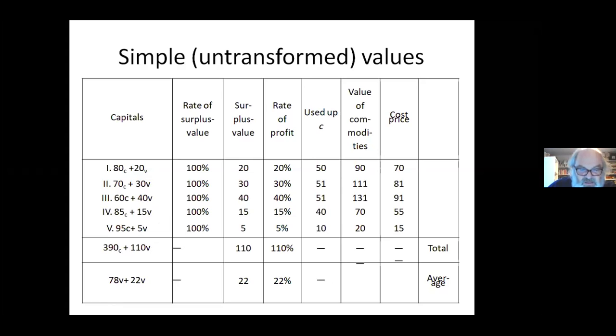But if you take the average across the whole of the system, this would reduce to 78 variable and 78 constant. There's a mistake there. I beg your pardon, right? That's just a copying error. That should read 78C plus 22V, okay?